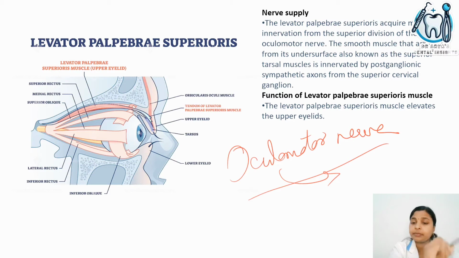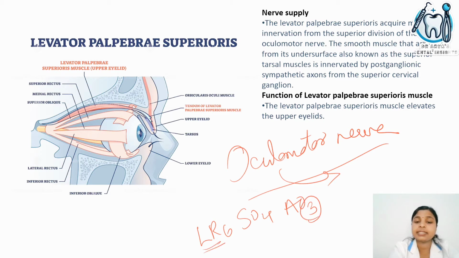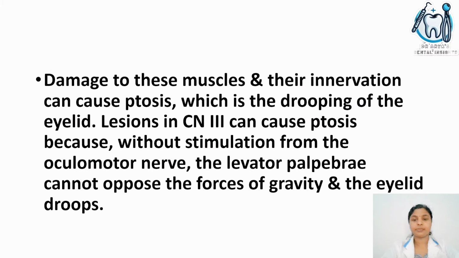Moving to that, the muscles of the eyeball. Which are they? LR6, SO4, AO3. What is this? Lateral rectus is the 6th cranial nerve, superior oblique is the 4th cranial nerve, and all others are supplied by the 3rd cranial nerve, that is the oculomotor. So, abducens, trochlear, oculomotor. Levator palpebrae superioris is supplied by the oculomotor, and it elevates the upper eyelid.